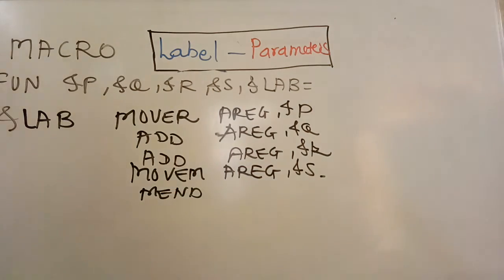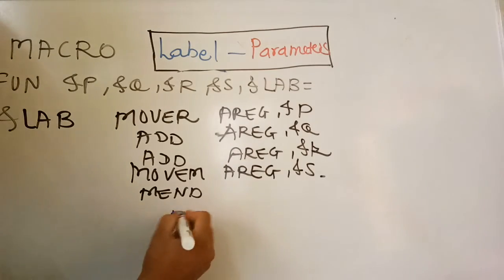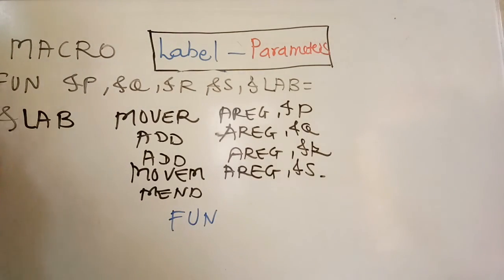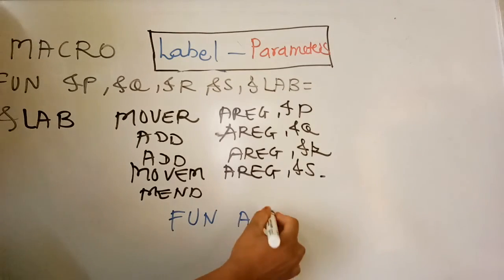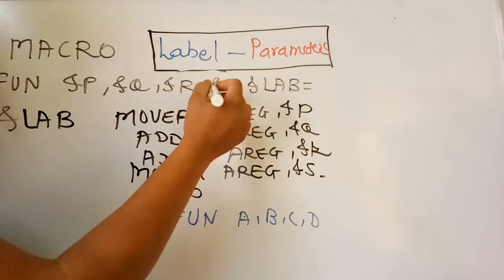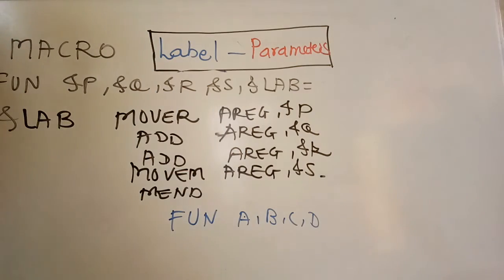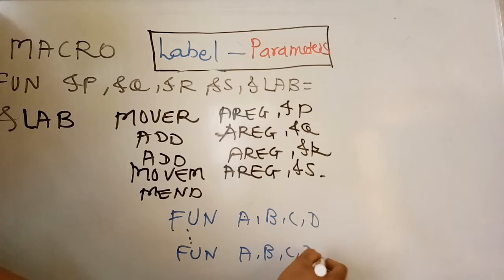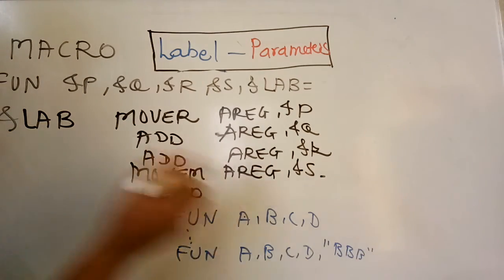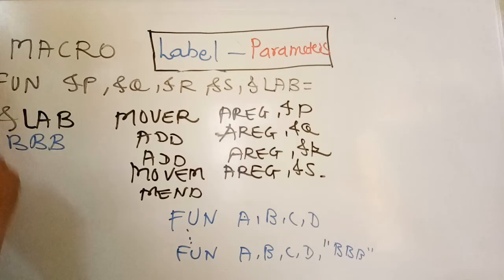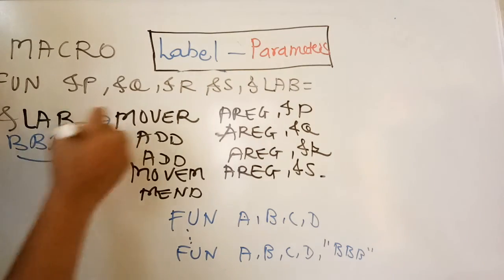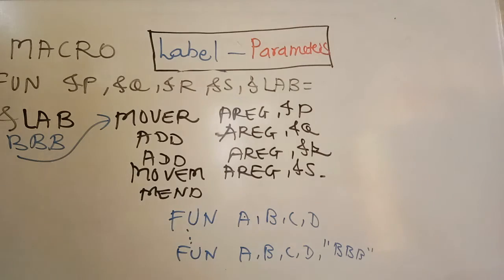Now how to call the macro or the function? For example, you have specified the function by the name function, then you can specify a b c d. These values will be mapped to p q r s. Again you can give the call a b c d, and you are specifying the label here, for example, b b b. This label will be replaced here, which means this procedure will again continue with the label associated with these parts. So this is all about the label parameters.